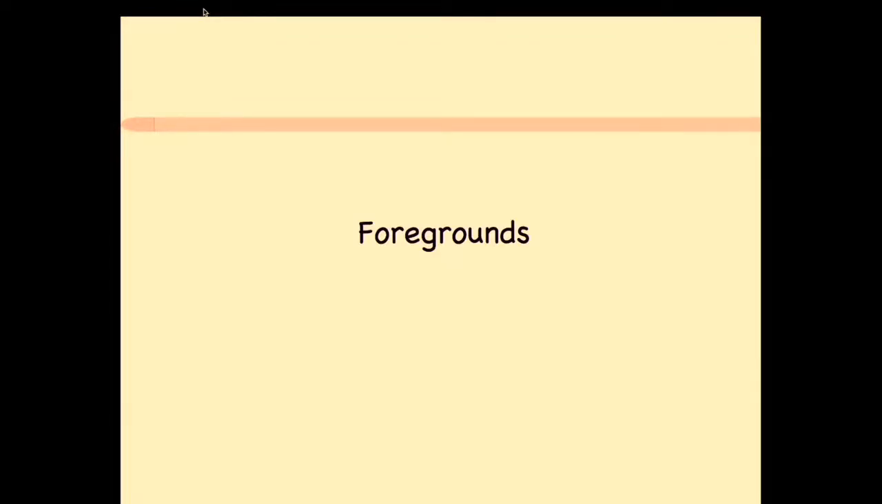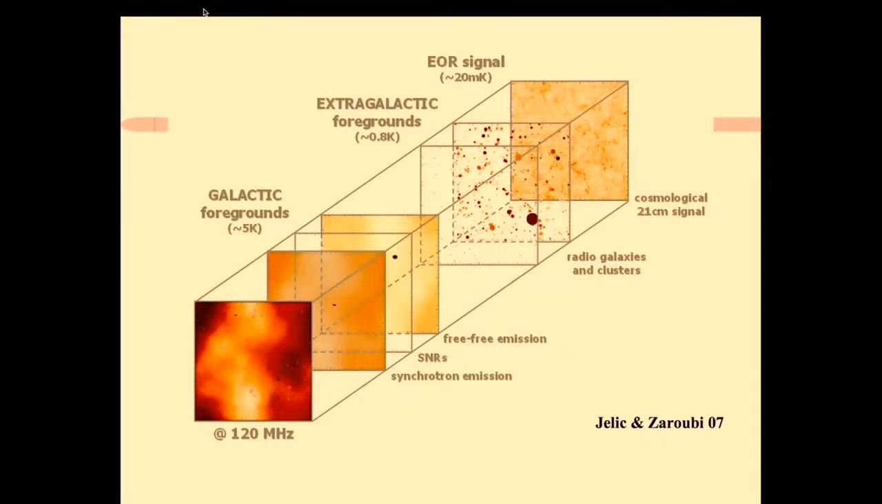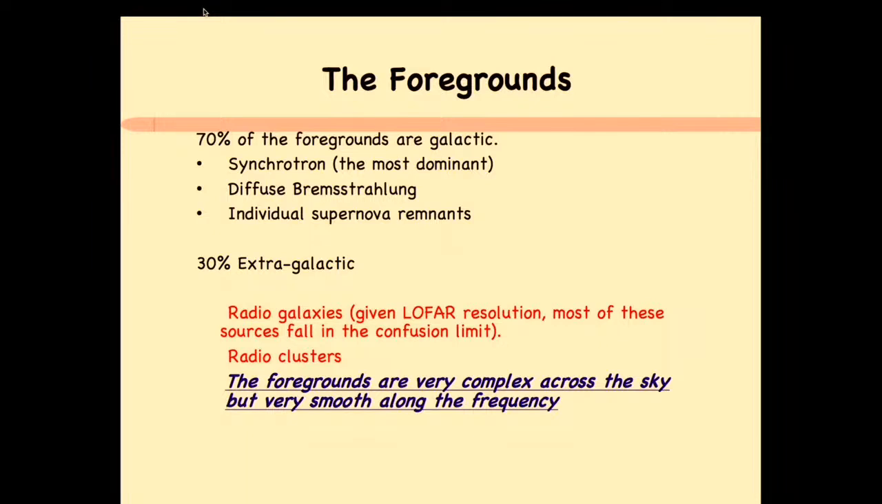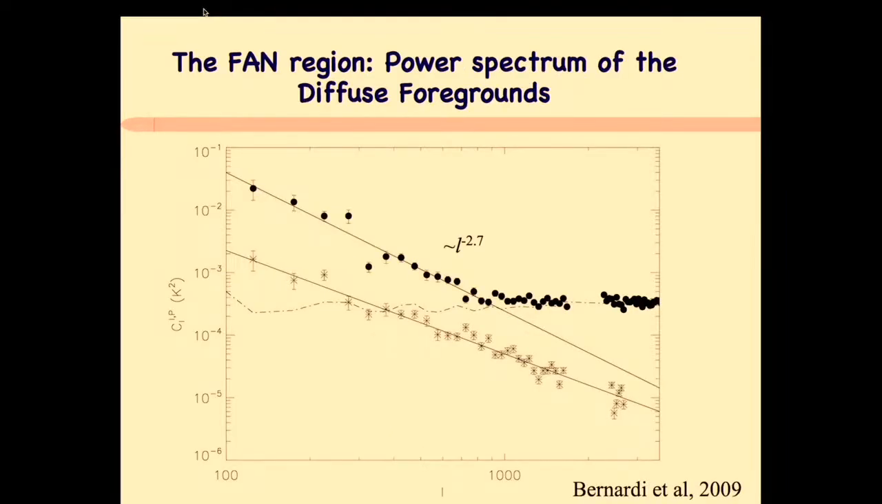Okay, so I mentioned the foregrounds. This I already mentioned. The foregrounds have a number of components. Galactic foregrounds are the most dominant, something like 70%: synchrotron, diffuse Bremsstrahlung, and individual supernova remnants. And there's extragalactic, which is about 30%. These percentages have changed a little bit, but that's what we expected at the beginning.